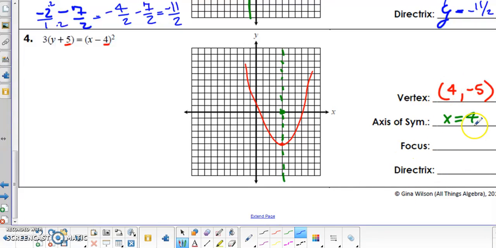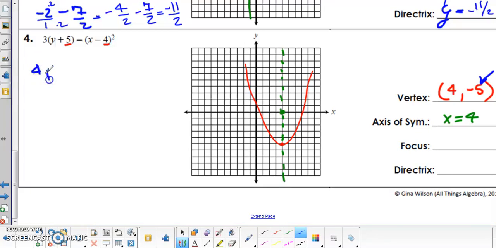Whatever's changing for the focus and directrix is the opposite of whatever my axis of symmetry is, so it's going to be this one. Because I can look right here, every single coordinate point on this is 4 for my x. The y value is the one that is changing. So that is what I'm going to have to worry about changing for my focus and my directrix.